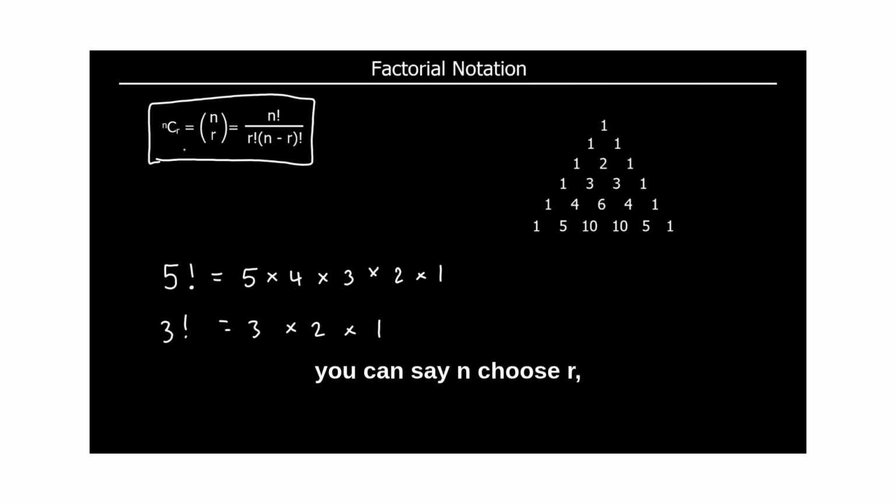So NCR, you can say N choose R, NCR, or NR, one over the top of the other in a bracket, is equal to N factorial over R factorial times N minus R factorial. So N is the power we're looking at. If we've got A plus B to the power of 5, N is going to be 5. And then NC0 will be the first one.